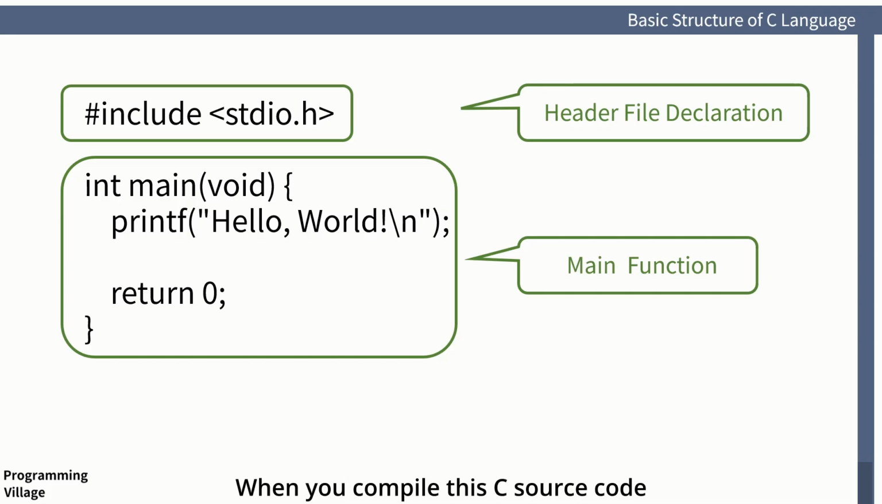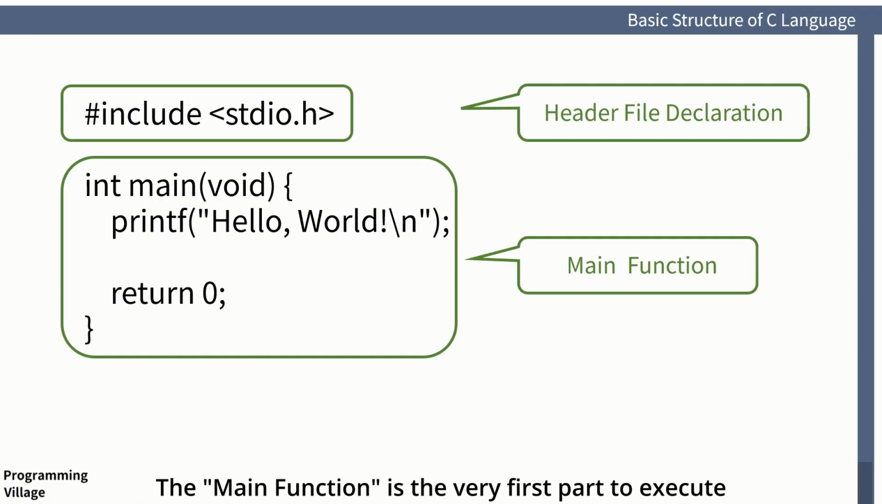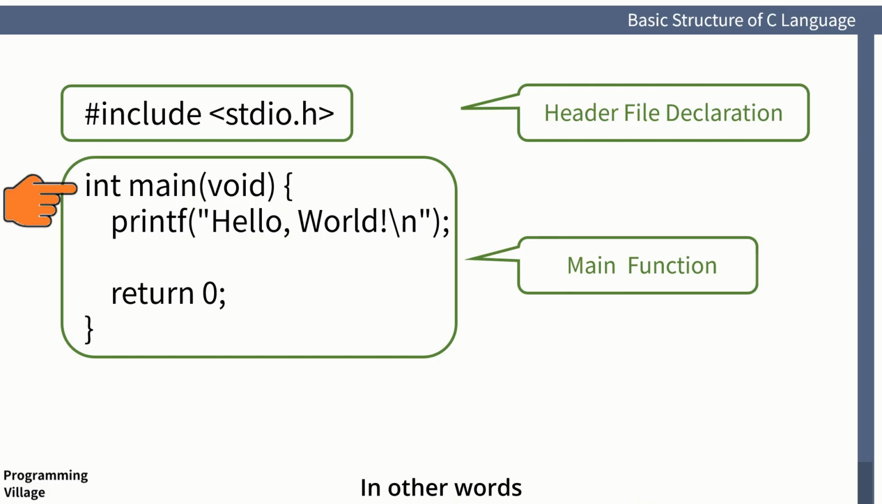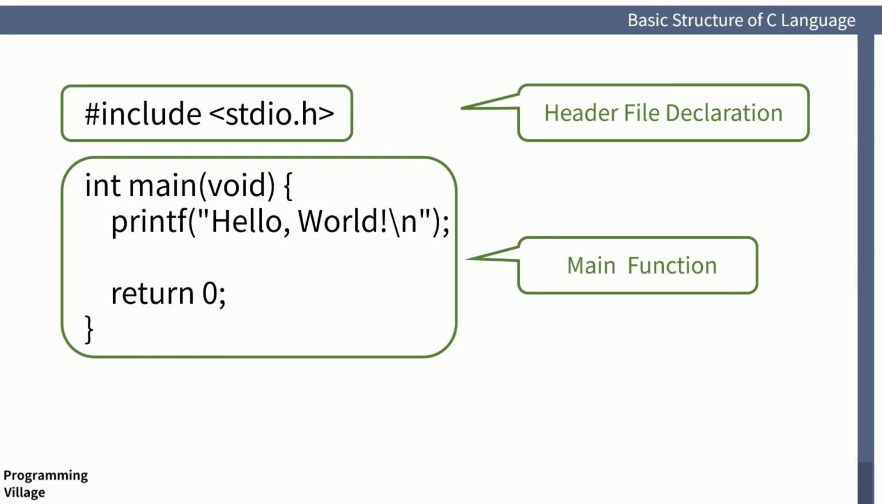When you compile the C source code, it becomes an executable program that runs on your computer. The main function is the very first part to execute. In other words, the line containing main is the starting point.